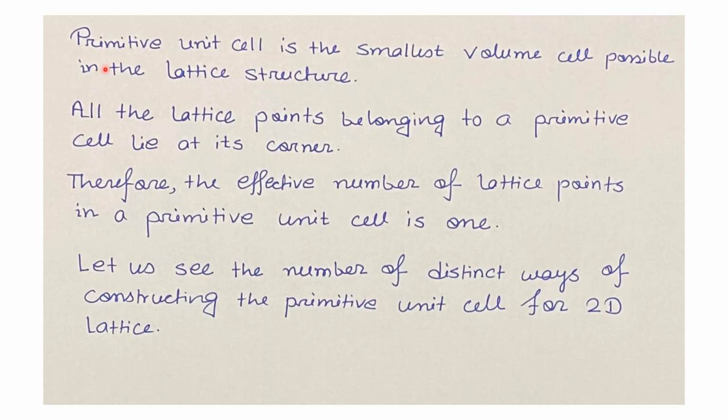We know primitive unit cell is the smallest volume cell possible in the lattice structure. So primitive unit cell is the building block of that lattice structure. All the lattice points belonging to a primitive cell lie at its corner. Therefore, the effective number of lattice points in a primitive unit cell is 1. Let us see the number of distinct ways of constructing the primitive unit cell for the two-dimensional lattice structure.